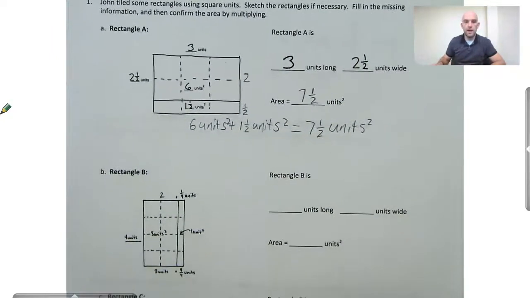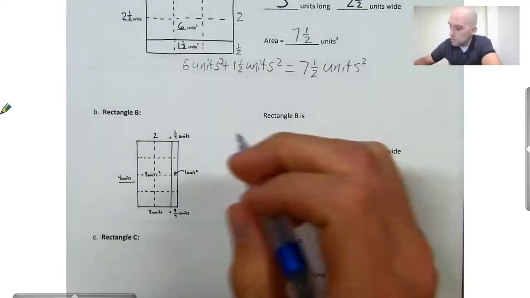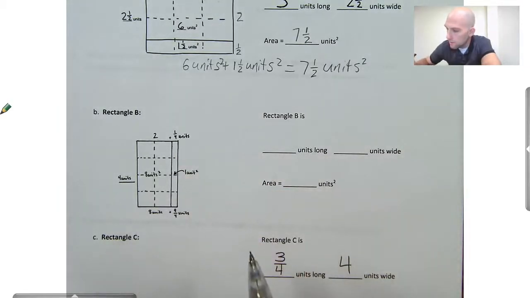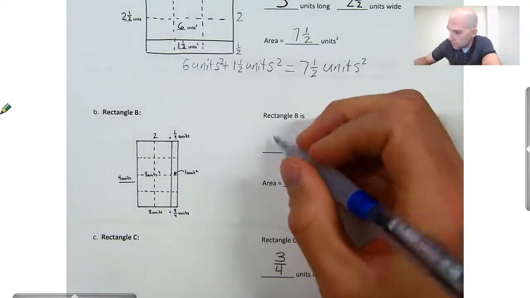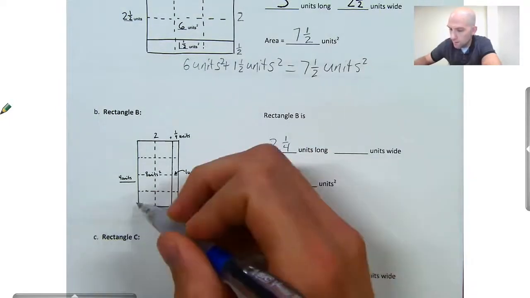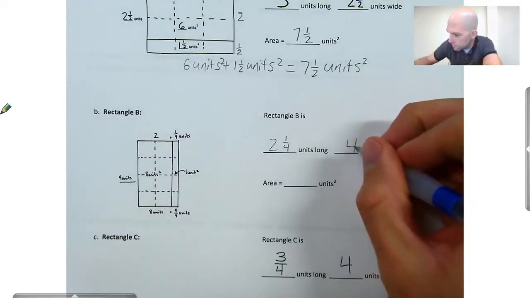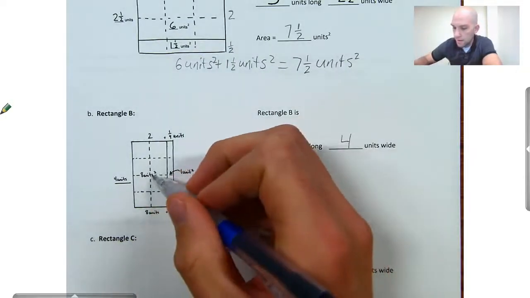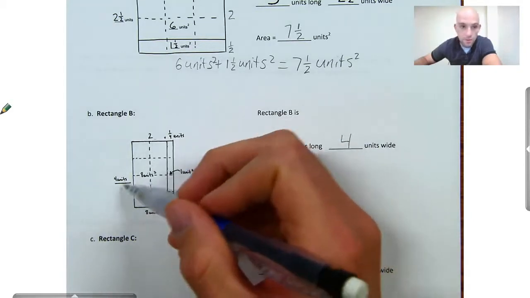So let's look at rectangle B. This has a little bit less filled in for us. This rectangle here looks like it's 2 1/4 units long and 4 units wide. We need to find our area. So we have 8 square units here. We have 4 by 2. 4 times 2 is 8.